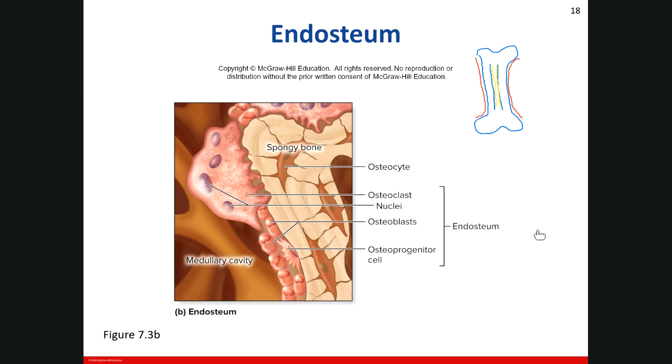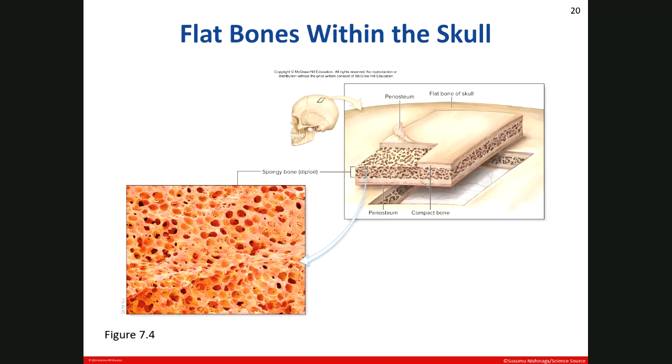The other type of bone is the flat bone, like the bones which we have in our skull. The flat bones have a specific anatomy. We have the same anatomy for our short and irregular bones too.